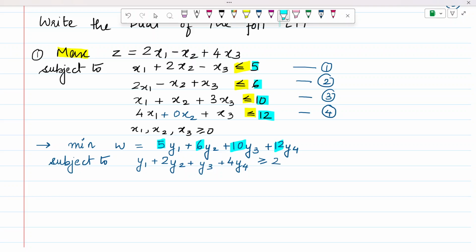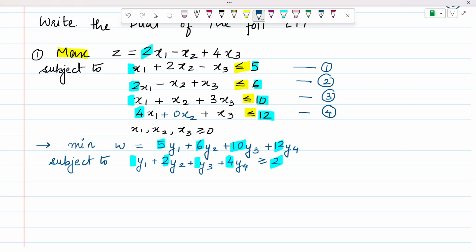Where did I get these values from? 1, 2, 1, 4. Of course, the ones are not written. And the 2 comes from here. Okay, I hope that's clear.